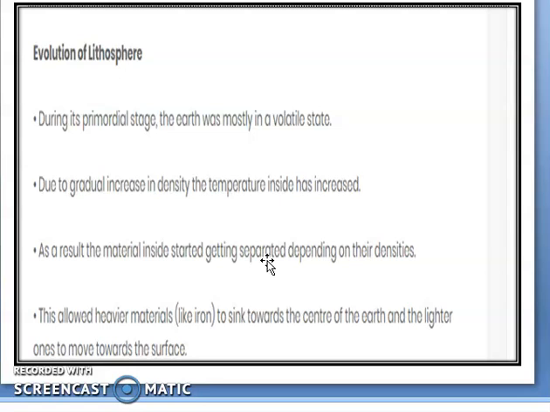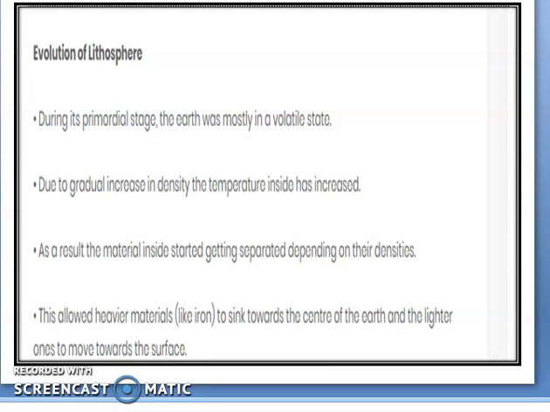The same thing happened with the Earth, that the heavier materials like iron or nickel sink towards the center of the Earth, and the lighter materials move towards the surface. The heavier materials are going down towards the center, and the lighter materials are present at the outer part of the surface.